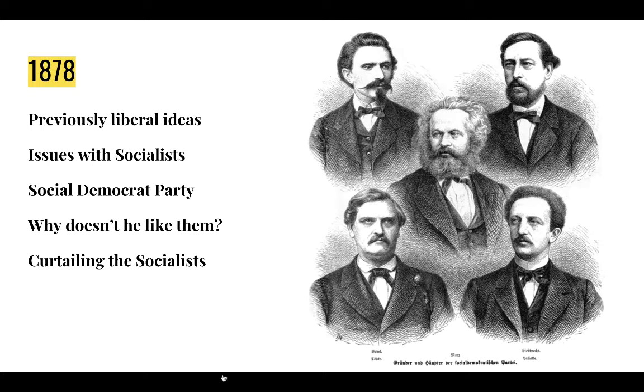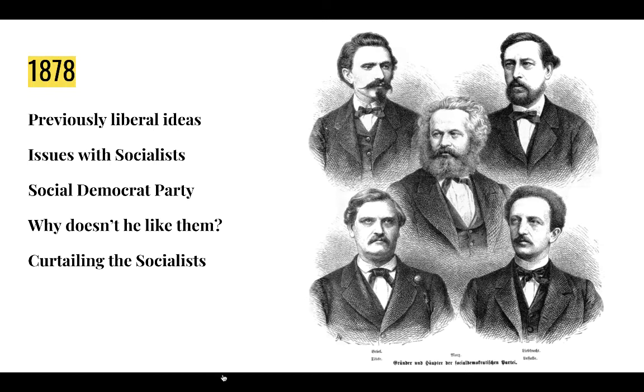1878, we'll start to see some changes as well. Early on, he was kind of in favor of some, we talked about some of those liberal ideas for workers and stuff like that, but he's getting nervous because you have an increase of socialists in the country. And Bismarck doesn't like that. And then what really gets him going is in 1878, the Social Democrat Party gets 12 deputies elected to the Reichstag. And socialists in general weren't fans of monarchies, capitalism, or nationalism.